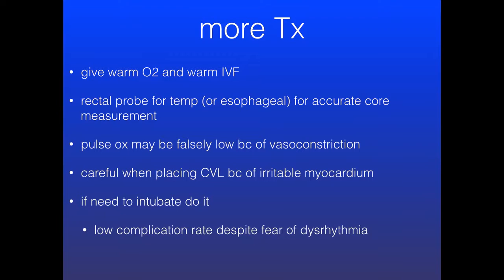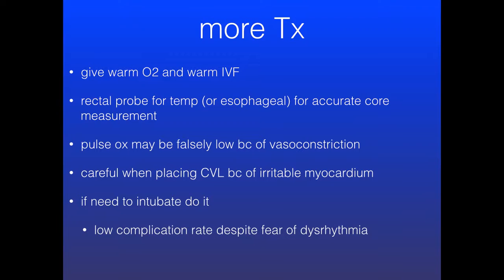As far as monitoring their actual temperature, you want to get as close to the core measurement as you can. So a rectal probe is probably your easiest and best option. If you have an esophageal probe, these are actually better to do. They're a little bit more accurate. Remember that the pulse ox may be falsely low because of vasoconstriction.